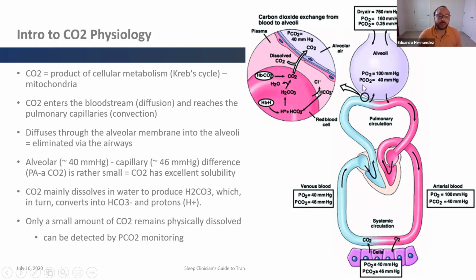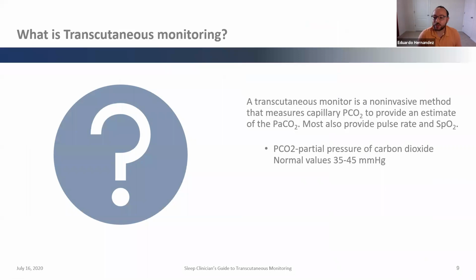As it says right there, it's important to understand that alveolar measurements are about 40 millimeters of mercury for CO2 versus the capillary, which is about 46. Now that's relatively close. That difference is pretty small, which means that CO2 has excellent solubility. There are other things like bicarbonate that we're not going to get into. We don't want to get too deep into the weeds, but just have an idea that the main physiology of respiration is to get rid of that CO2, as we can see blown up here.